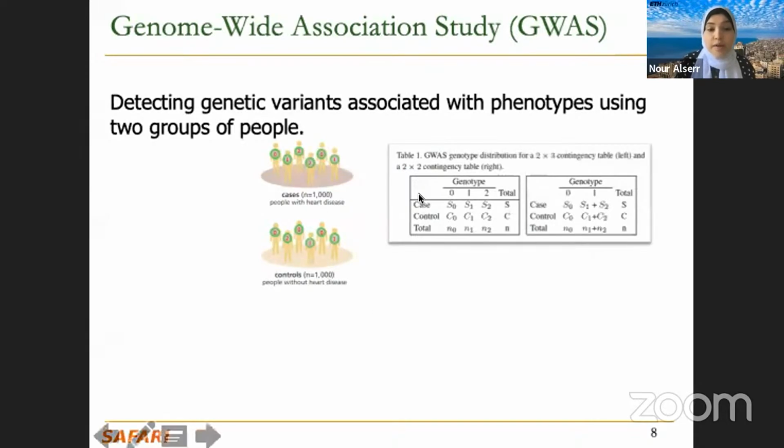So GWAS is a case-control study. It means that we have cases who have this phenotype or this disease, and controls who are healthy or disease-free, all right?